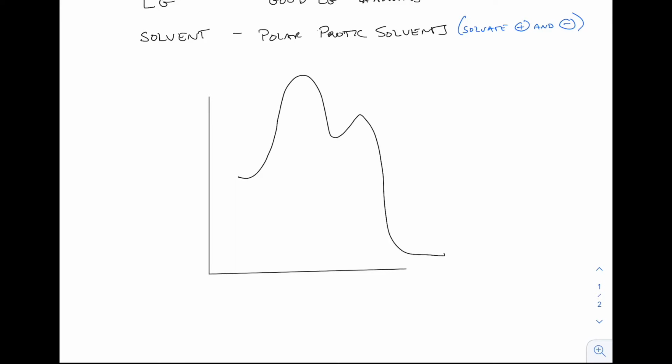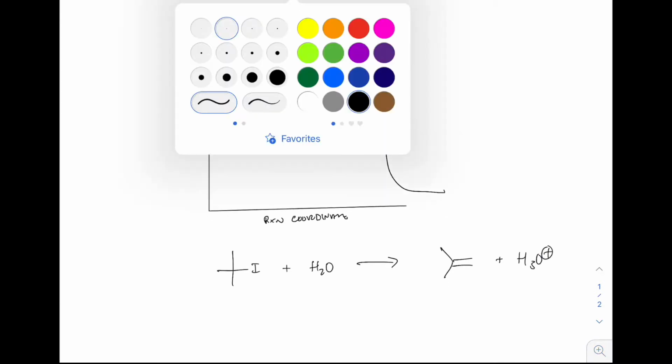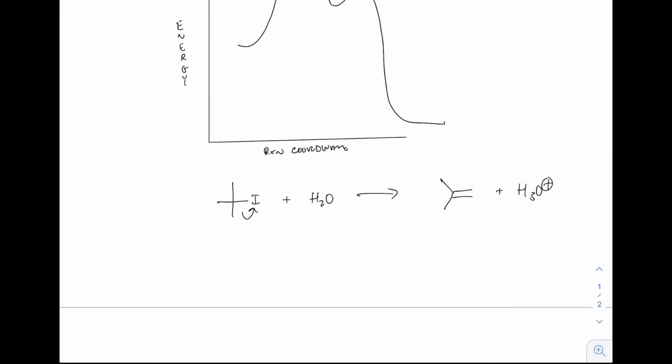So here's our energy diagram for an E1. Looks very similar to an SN1, right? And that's because they are, again, competing reactions. We're going to have this alkyl halide here, for example, a tertiary alkyl halide plus water, and then we end up with isobutylene, so alkene plus acid, of course, and then our iodide. So once our iodide leaves, we form that carbocation intermediate, and then the water, the nucleophilic or basic water, can attack for SN1, but for elimination, it's going to remove a beta proton.